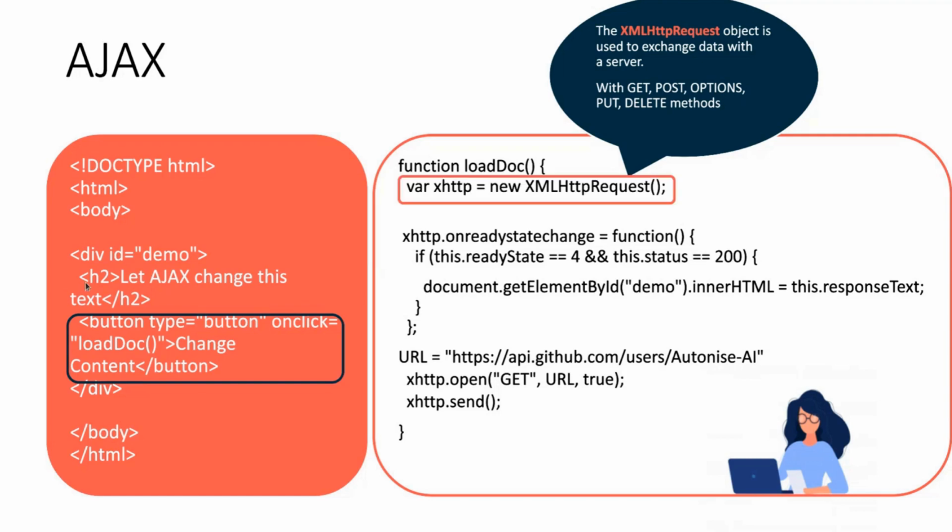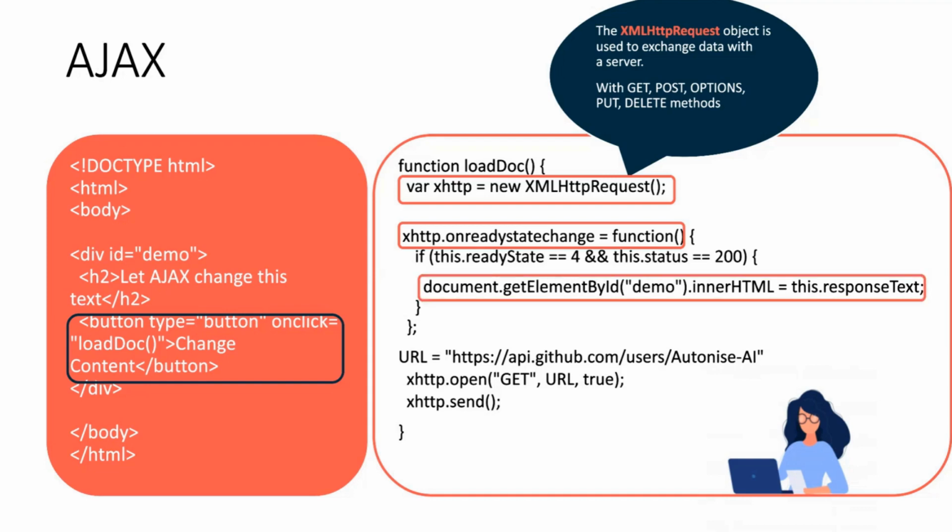And with the new keyword, we are creating an object of it with the name XHTTP. Further, we have said xhttp.onreadystatechange equals to some function. This is the function which we define that what to do when we receive the data from a server. We have given that the data, whatever we receive, should replace the inner HTML of the division with the ID demo.